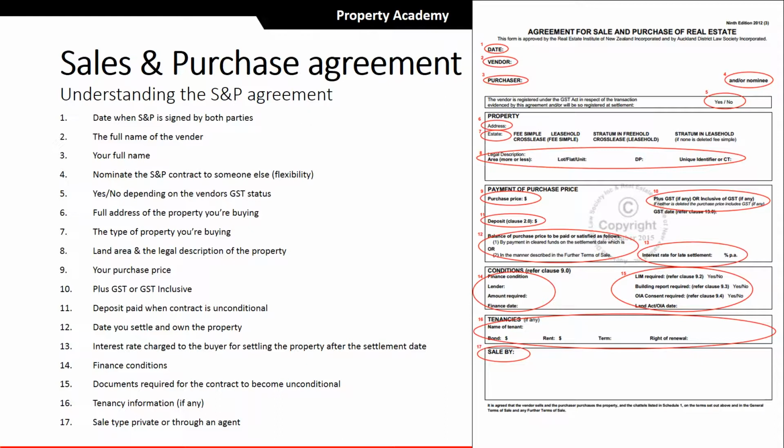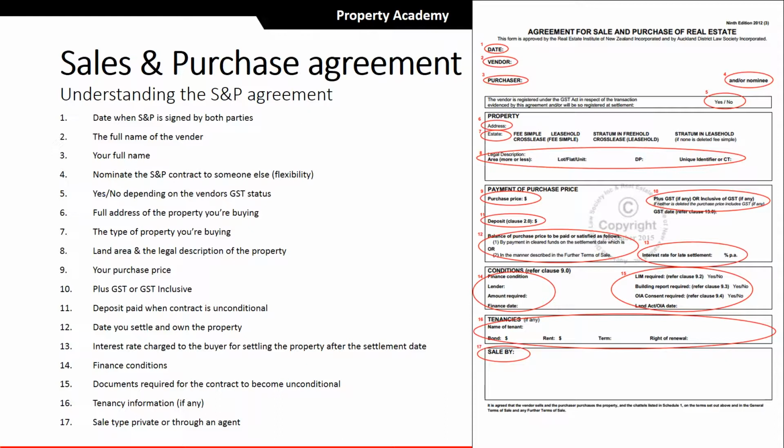Lastly, number 17 is the sale type, whether it's private or by an agent. This is a blank agreement, and this is something I'd normally use, and right next to sale by, I would normally write private treaty. And private treaty just means that we've drawn up the agreements between vendor and I ourselves, and it's something that we both agree on. So that's pretty much it for the first page.